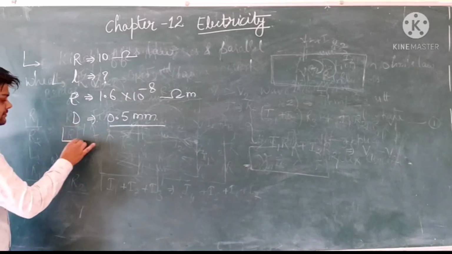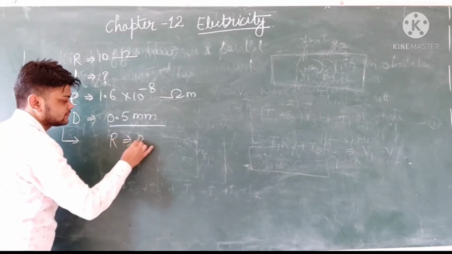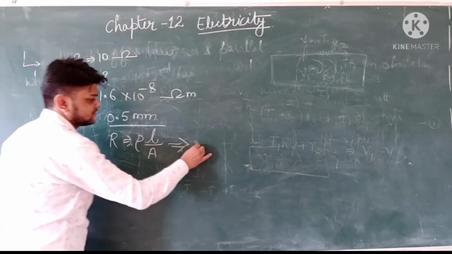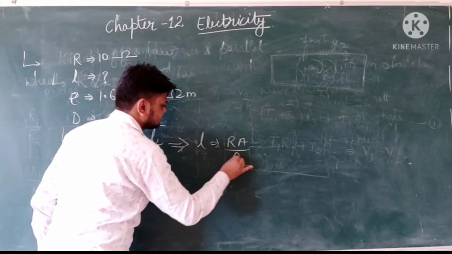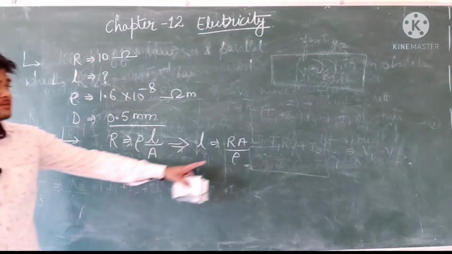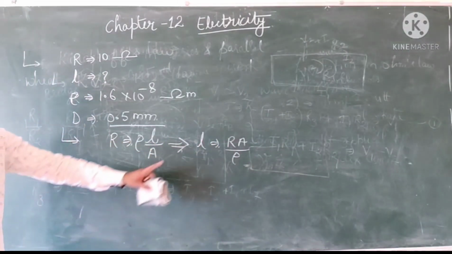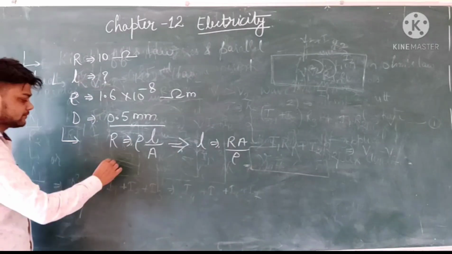So under that condition, I am directly taking the formula, that is R is equal to rho L by A, which implies that L will be equal to RA by rho. So I have to substitute the values. The area which we are talking about is the cross section area. It will be represented by pi r square or pi d square by 4.